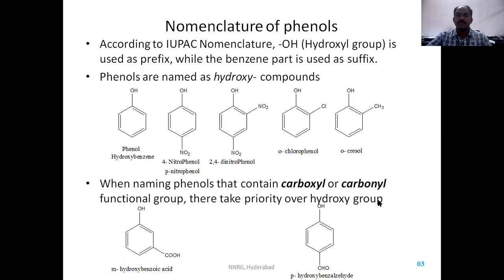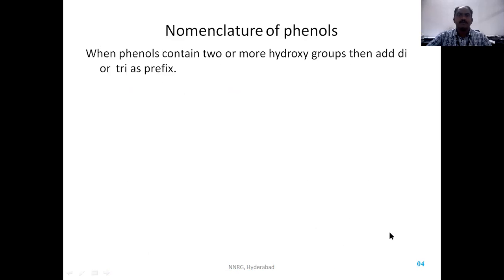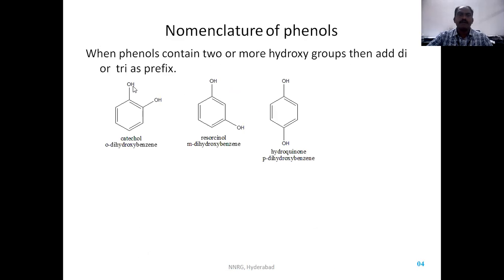An aldehyde is also a priority functional group over the hydroxy group. So it is a benzaldehyde, benzene with an aldehyde group. At the 4 position you have a hydroxy group, so it is 4-hydroxybenzaldehyde. When phenols contain more than one hydroxy group, we need to add di or tri as a prefix. If we have two hydroxy groups ortho to each other, we call it ortho-dihydroxybenzene, which is commonly called catechol. If hydroxy groups are present at the meta position to each other, we call it resorcinol, or m-dihydroxybenzene, commonly called resorcinol.